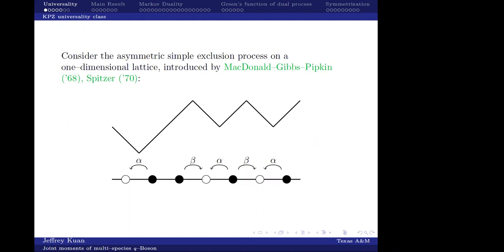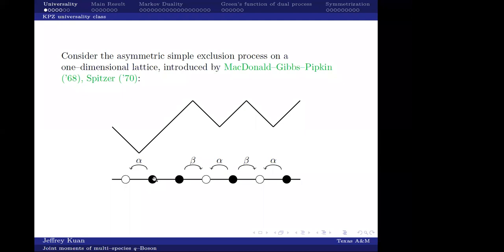And we're going to consider a one-dimensional lattice here. At each lattice site, there can either be a particle, represented by these black dots, or a hole, represented by these white dots. So this process is going to evolve randomly.